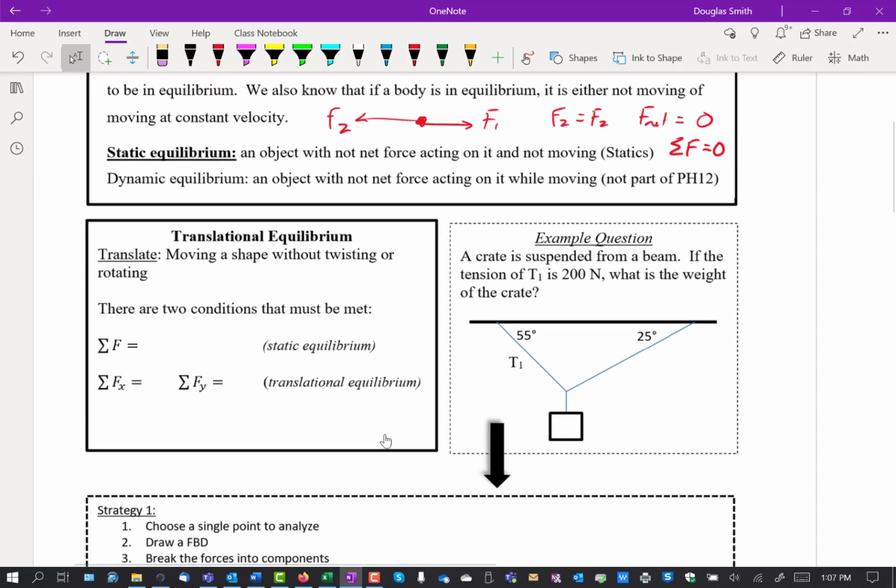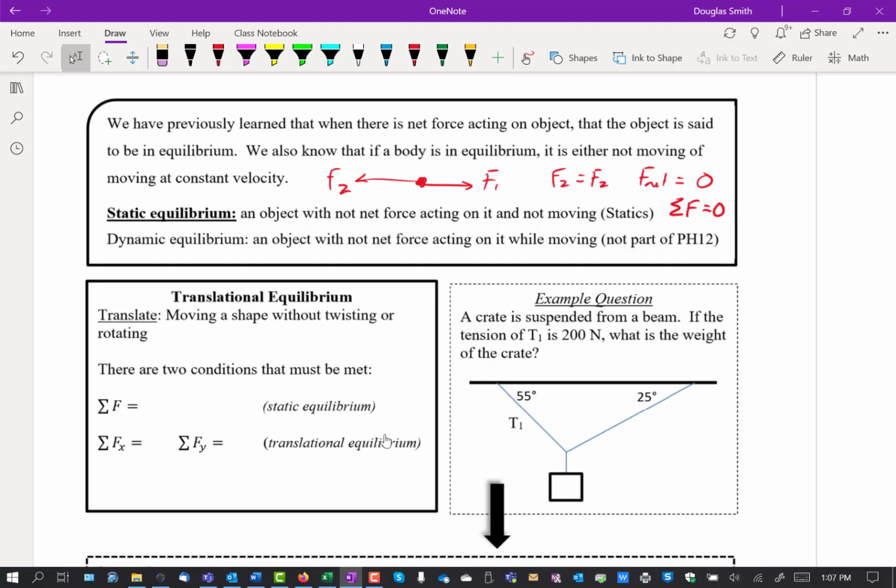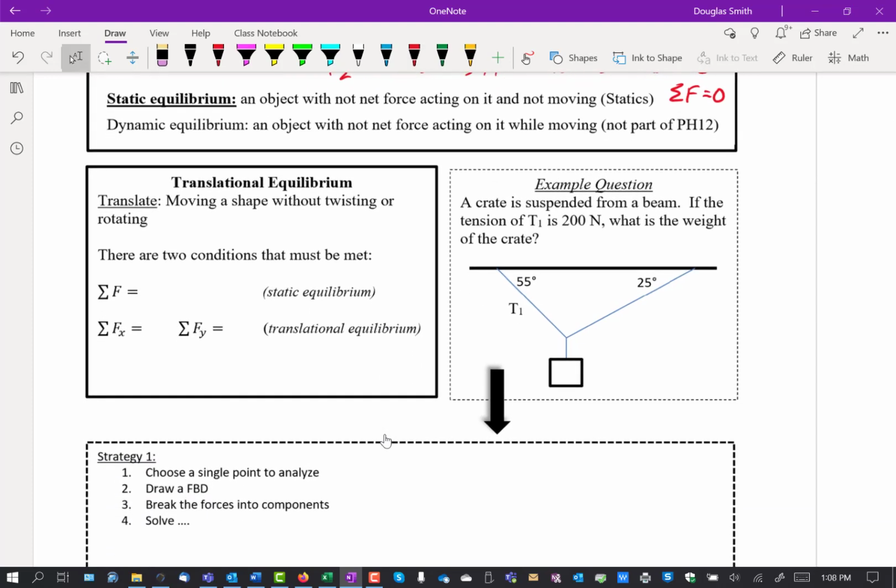When we talk about something that's in static equilibrium, there are actually two equilibriums happening. One is called translational equilibrium, and the other is rotational equilibrium. Today's video is about translational equilibrium. Translation means moving a shape without it twisting or rotating. So if an object moves from there to there, that's something that's translating. If it's in static equilibrium, it's not moving in this direction, it's not moving in this direction, and it's not moving in and out of the page. There are no translations.